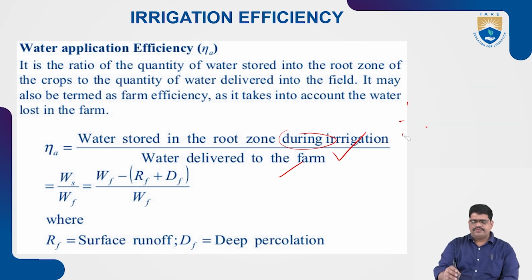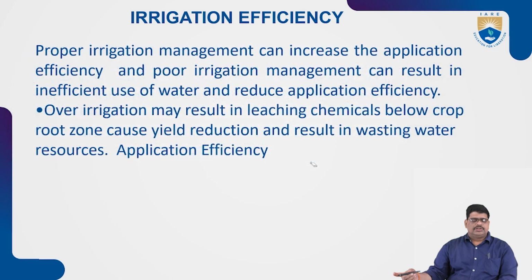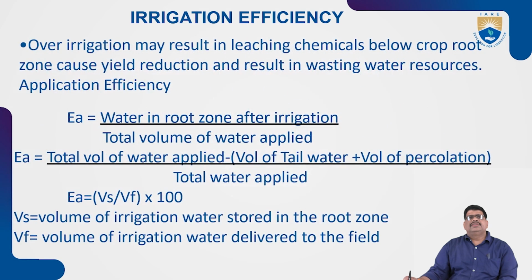Next one is, so the proper irrigation system can be applied and proper irrigation management can give good results. Over irrigation may result in leaching of chemicals below the crop growth zone, causing yield reduction, and result in wasting of water resources and reduced application efficiency. Next one is over irrigation. Over irrigation may result in leaching the chemicals below the crop root zone, and wasting of the water resources.